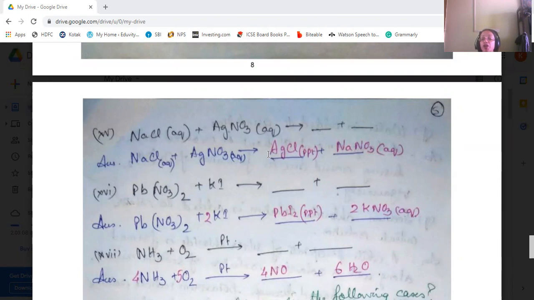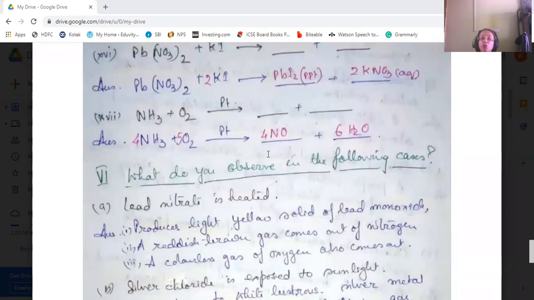Lead nitrate and potassium iodide also form lead iodide as a precipitate, and potassium nitrate as an aqueous solution is formed. Then ammonia combines with oxygen in the presence of platinum to form nitrogen monoxide, and water is formed: 4NO plus 6H2O.